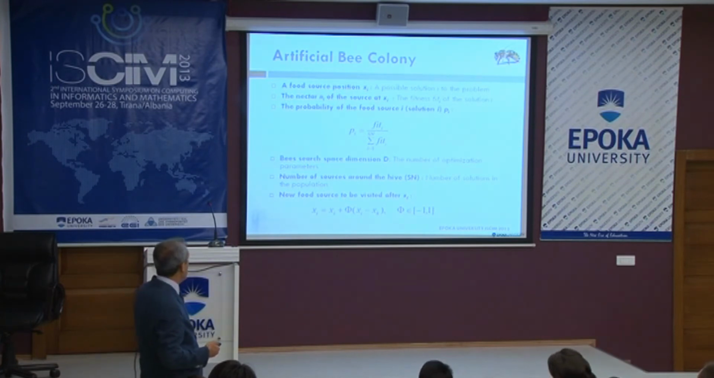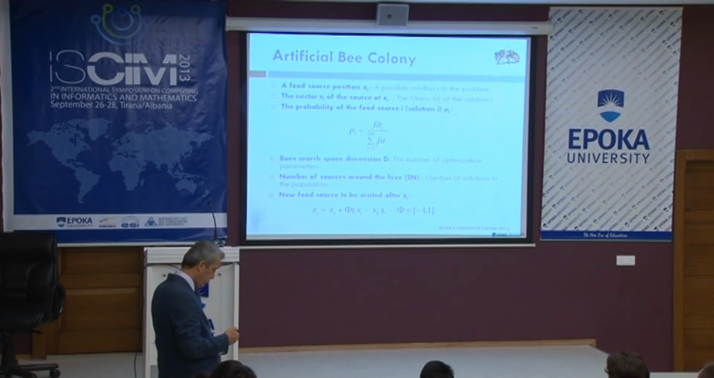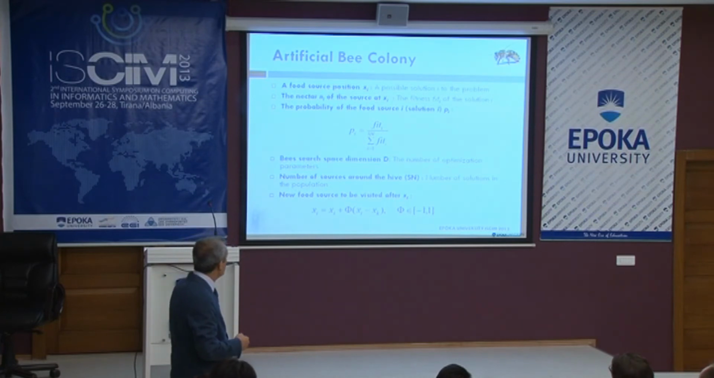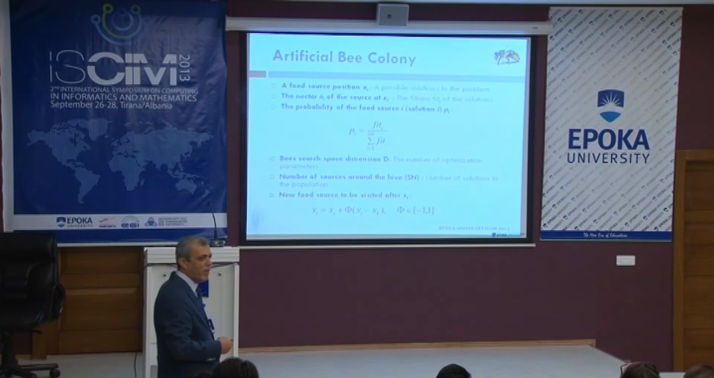Artificial bee colony algorithm. A food source position is a possible solution to the problem. The fitness of the solution is the quality of the food source. The probability of a food source can be defined using different definitions, but it's simple. For example, the fitness of food source i divided by the sum of all food source fitness values is the probability value of food source i. Onlooker bees choose their food source or food source region with this probability.